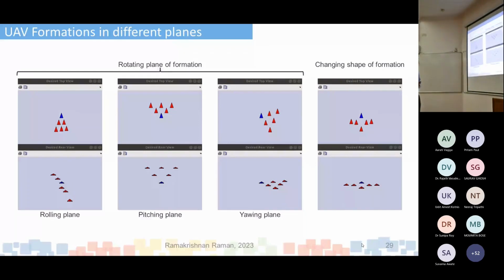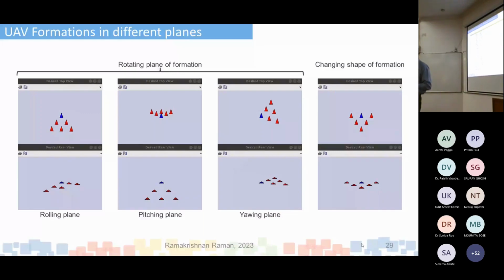So in this case, you can see here some simulation of various scenarios of the UAVs changing shape, right? Across those different planes, rolling, pitch, and changing the shape or the formation, and so on. So remember the previous case we talked about, those 170 plus scenarios? Here again we had various other scenarios that could happen, and that's where we used these orthogonal arrays.